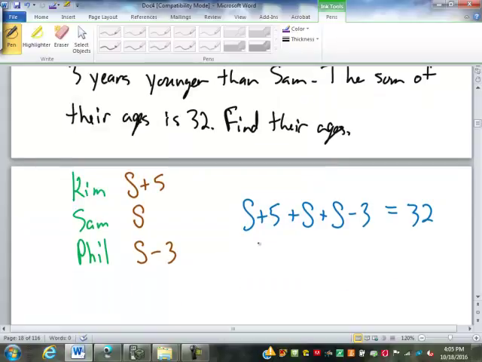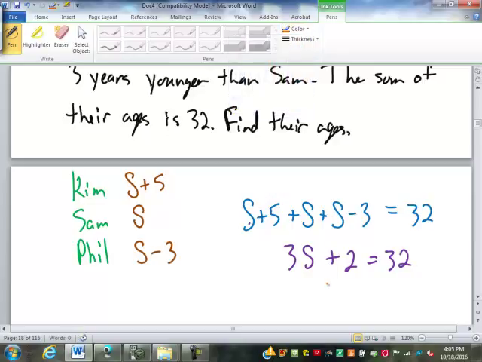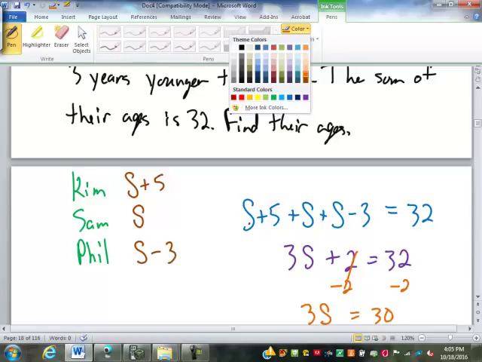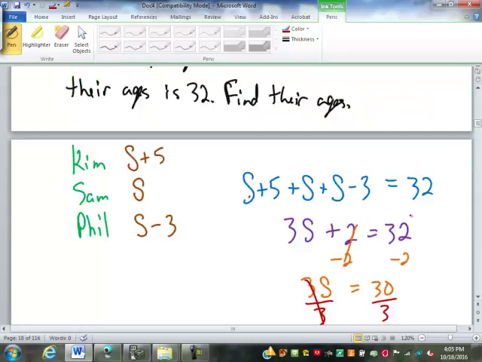Good. Perfect. S plus S plus S is 3S. And 5 and negative 3 makes a positive 2, equals 32. Then what do we do? Subtract 2. 3S equals 30. And then divide by 3. S equals 10. So that means Sam is 10.